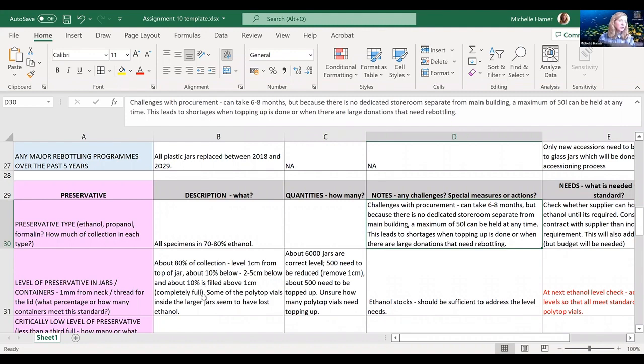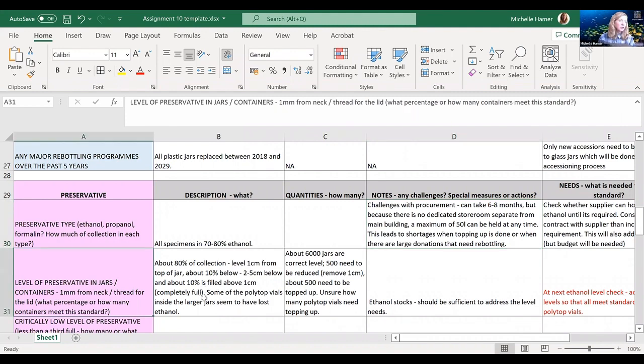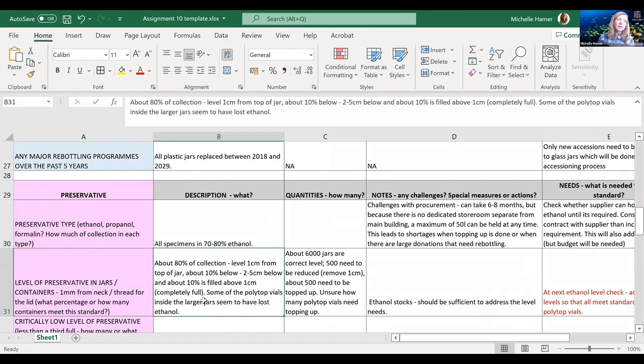Then to check the level of preservative in the bottles. What is the current state? You can just do a quick check, well, if you've got a very big collection, it might not be so quick, but have a look. Remember, the standard is 10 millimeters or 1 centimeter from the top of the bottle. So it's not full to the very top. It should be 1 centimeter below that. How much of that collection is right? Maybe some of the jars are too full. Maybe some of them are only half full. So try and get an estimate of what is the current state.